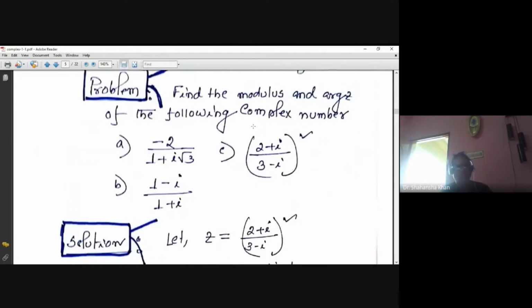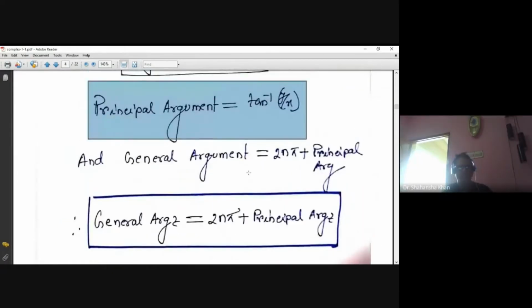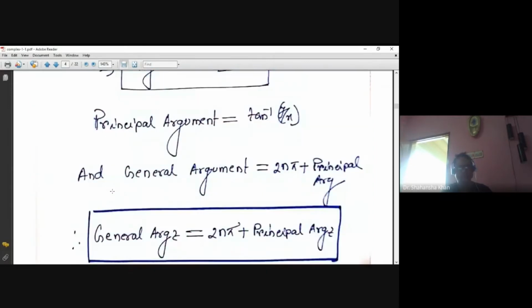Sir, I could not write the formula. Yes, please. Note it down, please.